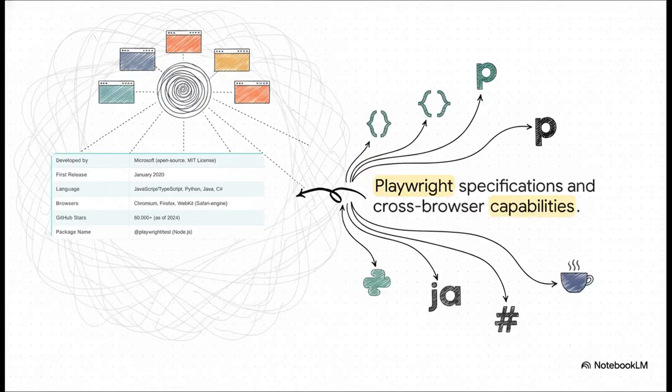And just look at the sheer versatility here. Playwright doesn't lock you into one ecosystem. It supports multiple languages: JavaScript, TypeScript, Python, Java, C#. Plus, it lets you test across all major modern browser engines like Chromium, Firefox, and WebKit. And you do all of that through one single API. It's just a fantastic, comprehensive safety net.